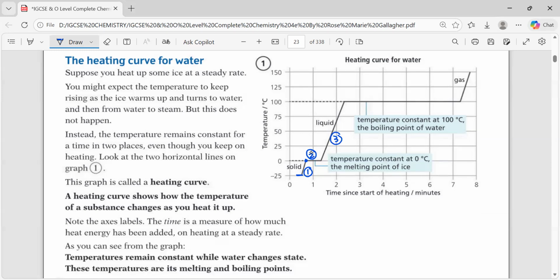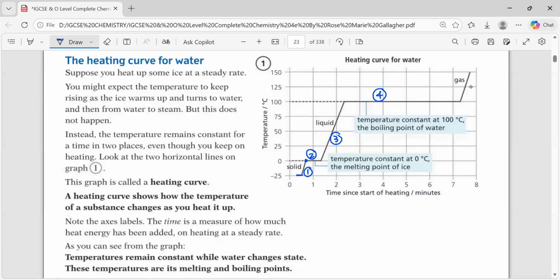At 100 degrees, when we increase it, the water is boiling and it goes to gas, or we can say steam. The liquid water will convert into gas or water vapors at 100 degrees Celsius. And the fourth point is the gas is getting hotter.